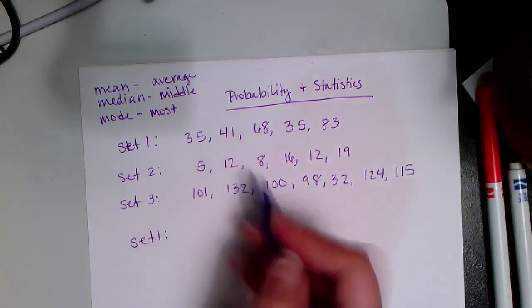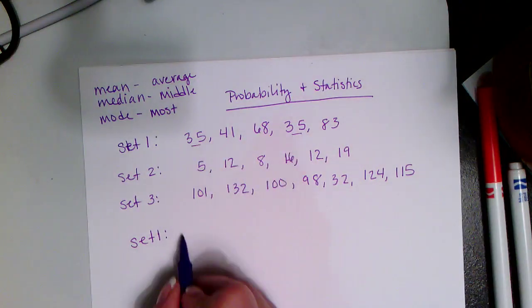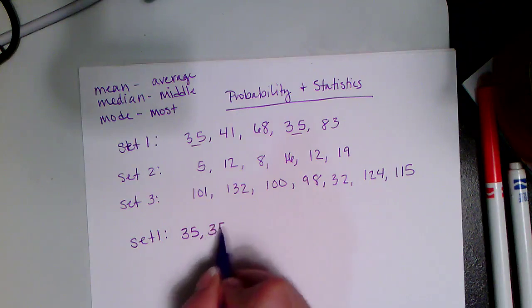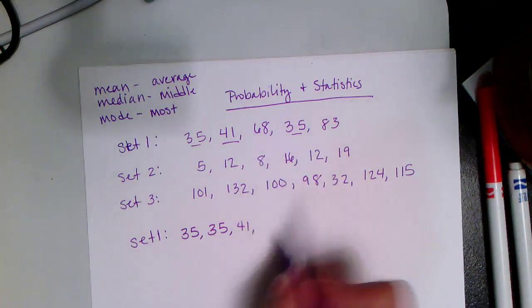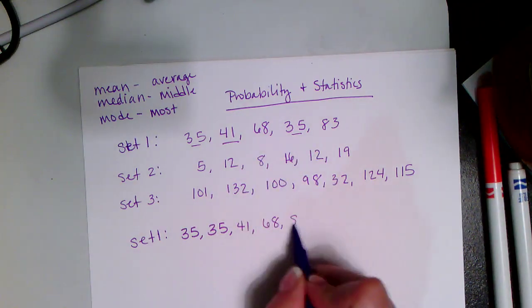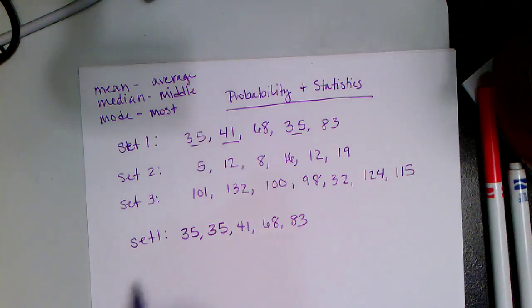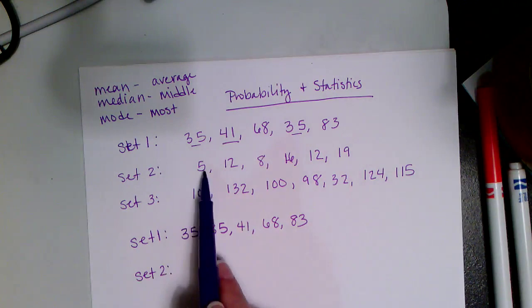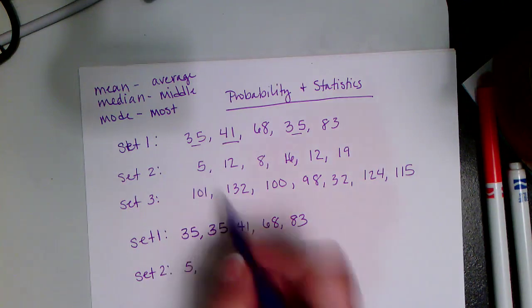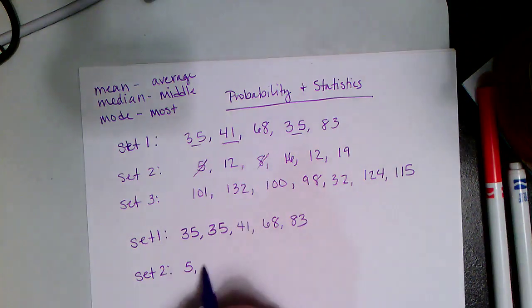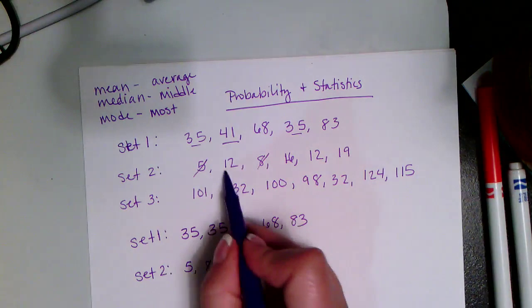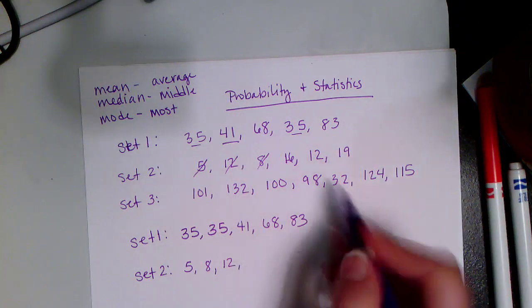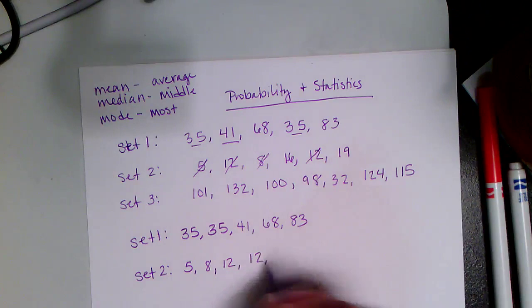So for set 1, I have 35 and 35 are my lowest. The next number that I have high is 41. Then I've got 68 and then 83. All right. For set 2, I've got 5 is my lowest, and then 8. Notice how I'm either marking them or crossing them off. That way I'm not likely to repeat them or forget them or make a mistake.